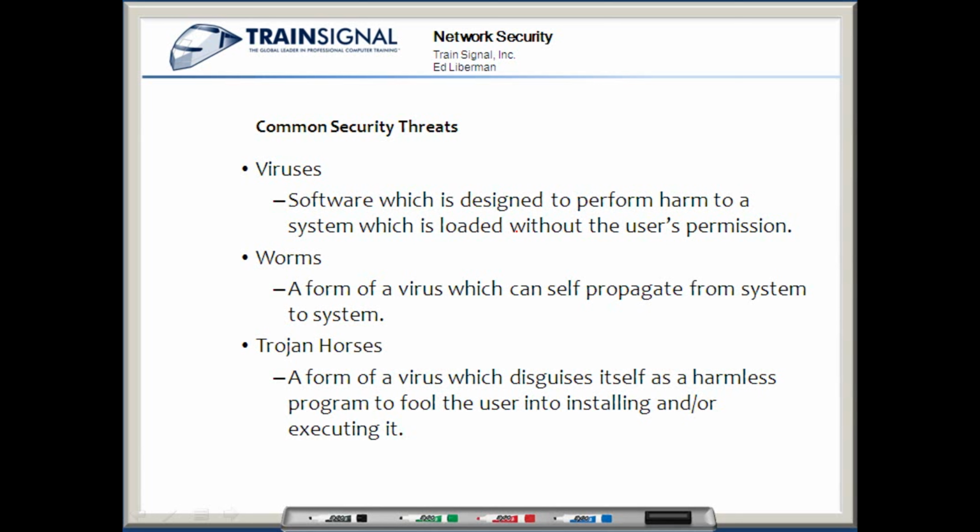Now, a Trojan horse is a form of virus which disguises itself as a harmless program. And it does this to fool the user into installing it and or executing it so that it can then perform the harm that it was designed to do in the first place. And when I say harm, by the way, harm can be actually destroying a system, or it could be even just stealing information off a system or granting access to somebody that's not supposed to have access to a system. So a Trojan horse is one that disguises itself as one thing, and then when it is launched by the user, it then does something else.